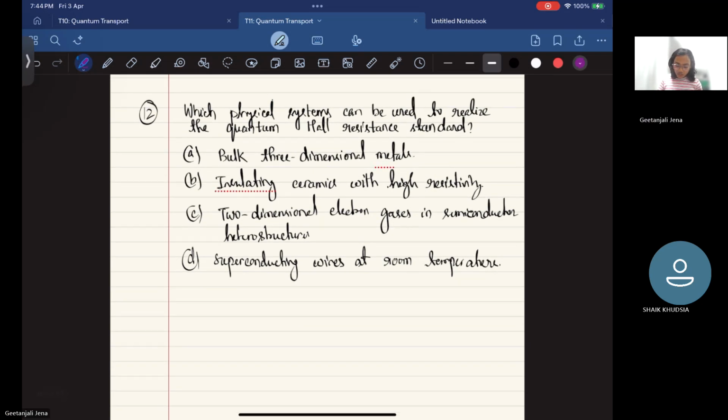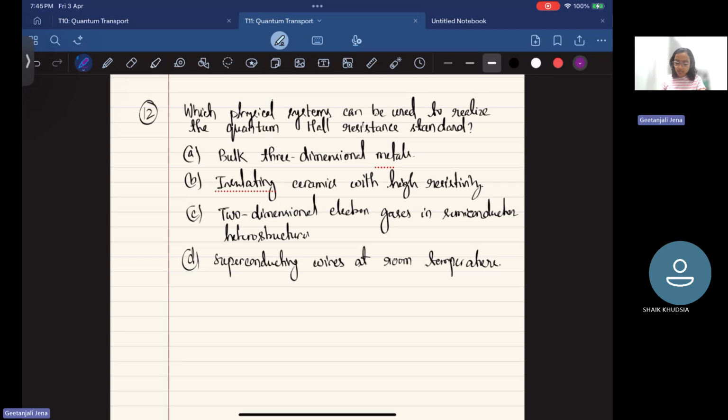Which physical system can be used to realize the quantum Hall resistance standard? Option A, bulk three-dimensional metal. Option B, insulating ceramic with high resistivity. Option C, two-dimensional electron gas in semiconductor heterostructure. Or option D, superconducting wire at room temperature.